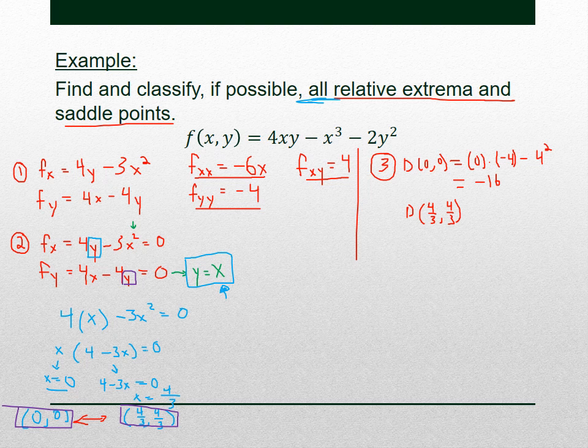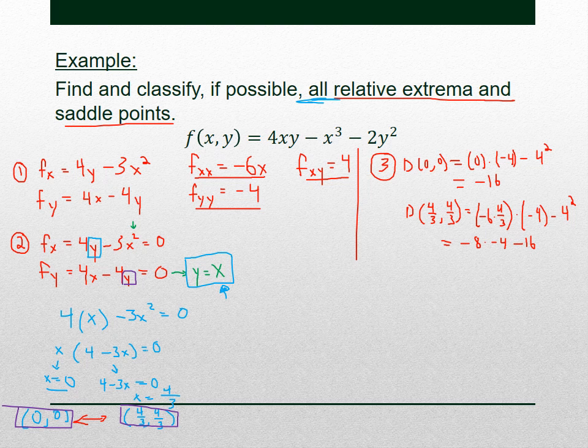So what is d of (0, 0)? So we need fxx of (0, 0). So we look at this guy, plug in x and y equal to 0. So minus 6 times 0 is 0. And we multiply by fyy of (0, 0). Well, that's negative 4. Doesn't matter what you plug in, that's a constant. And then we subtract fxy, plug in (0, 0). That's 4. And square that, 16. So what is that? Well, that's 0 minus 16. So that's negative 16. So there is the d value for (0, 0).